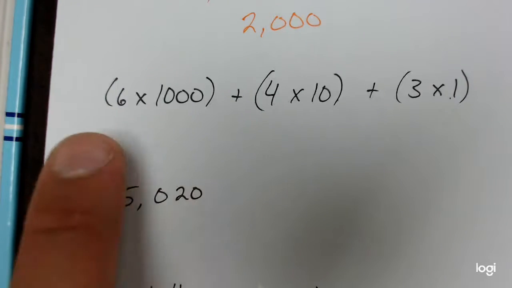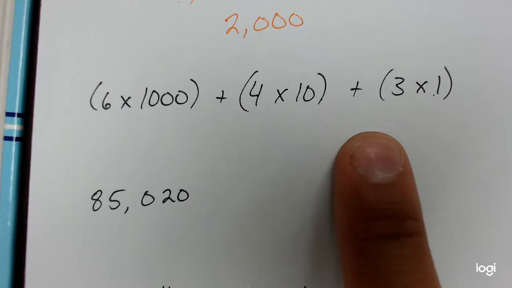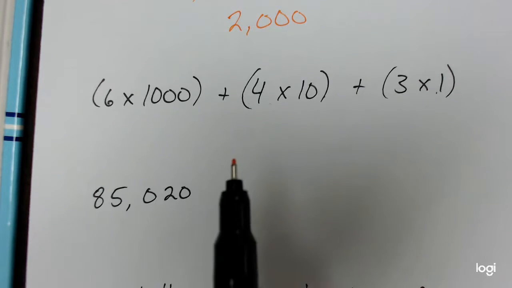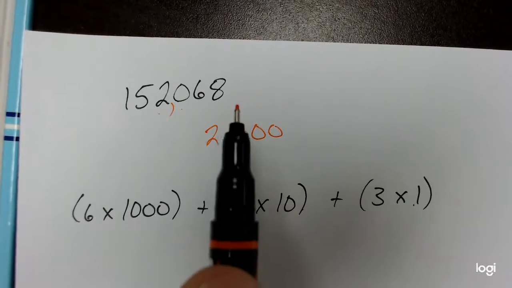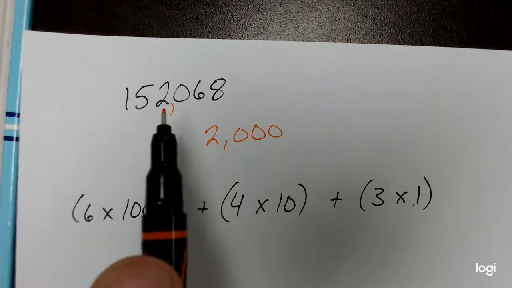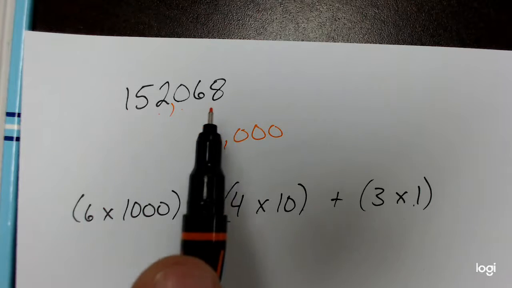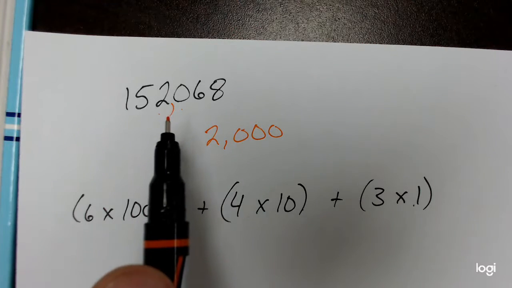So the next one, we have a number written in expanded notation, and we have to figure out how to write it in normal notation. So in this one, we start from right to left, and then we count from right to left to find the place value.